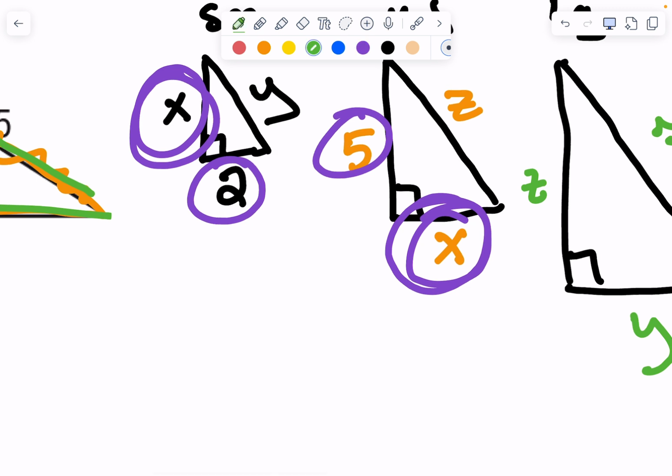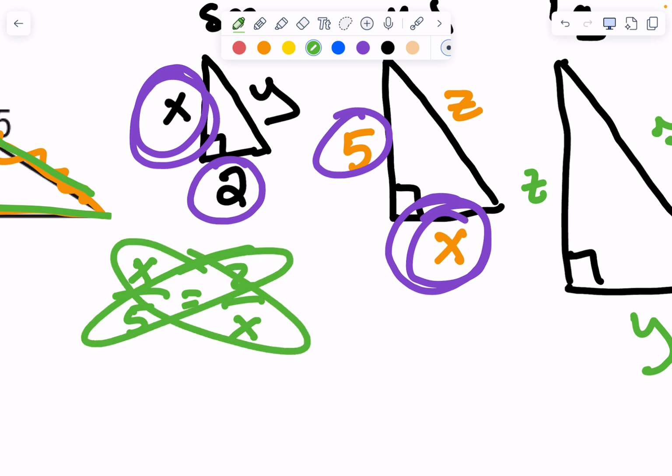Proportion, just like we did up above, right? X over 5 equals 2 over x. We can do it that way. Who wants to go like x over 2 equals 5 over x? Does it matter? No, you can do it that way. Okay, so we do our little circle thing.